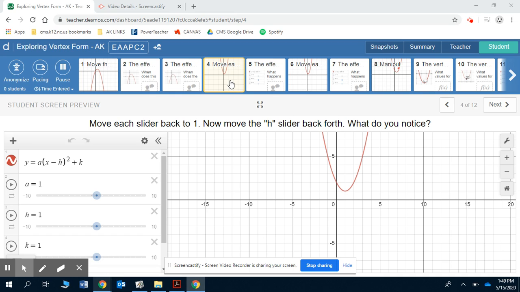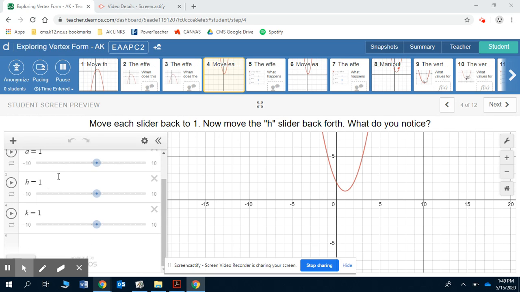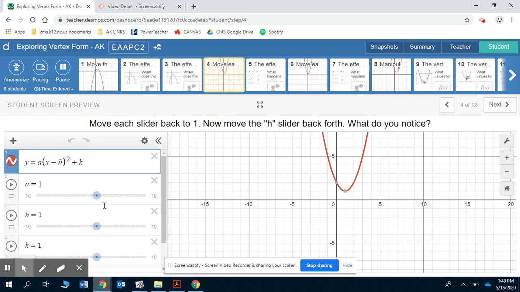So now you should be on slide 4, and we're going to look at the h value, and really look at how that h value changes our parabola. You can leave a alone for now. If we move the h value back and forth, what's really interesting is that it's really clear we're simply moving back and forth, right? Back and forth.